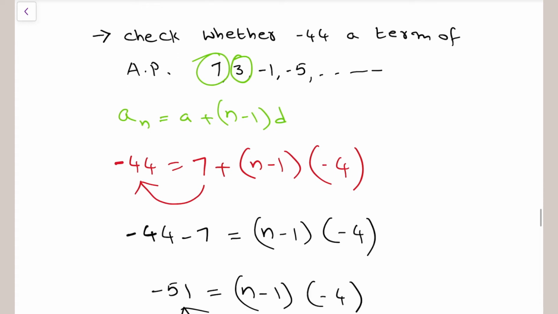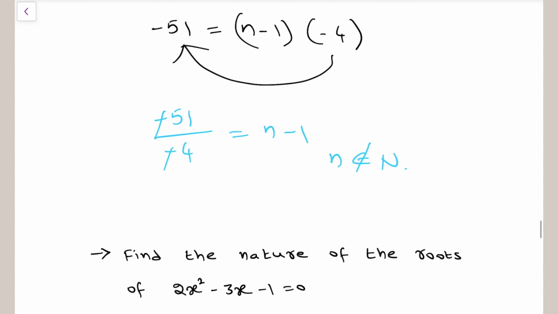So minus 44 is not a term, because whenever we speak of terms, we say first term, second term, third term, fourth term, 10th term, 20th term, 27th term, like this only. But we are not at all saying 1.3 term, 1.5 term, 1 by 2 term, 2 by 3 term, like this we are not saying. So that is the reason the number of terms will always be a natural number only, not a decimal at all. So here we are getting the n value as a decimal, where n is not a natural number, so it is not a term.